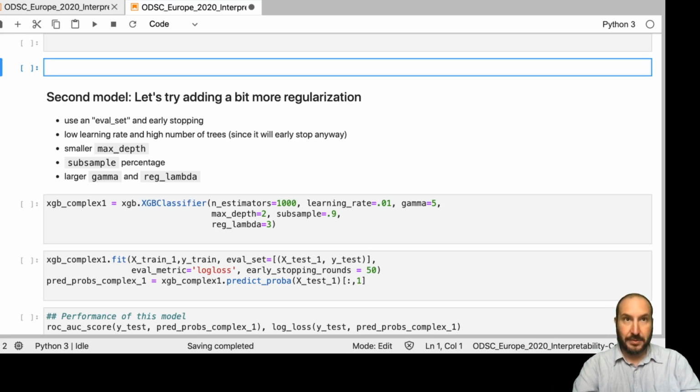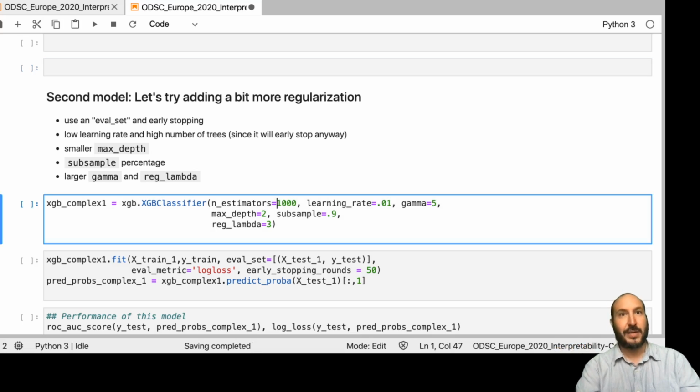There are a few ways to tune that. When you use an evaluation set and early stopping, one advantage is that you can just use a very low learning rate and a high number of trees. So you could just say, take very small steps, and then I'll know when to stop. I don't have to use all, in this case I said 1,000, but we're not actually going to use all 1,000 of the trees because we're going to stop before we get to the end, probably anyway.